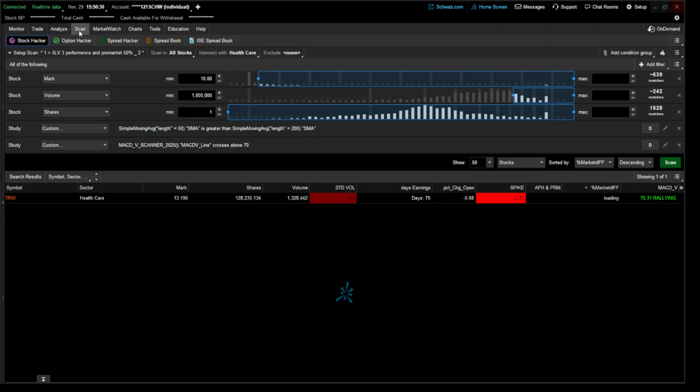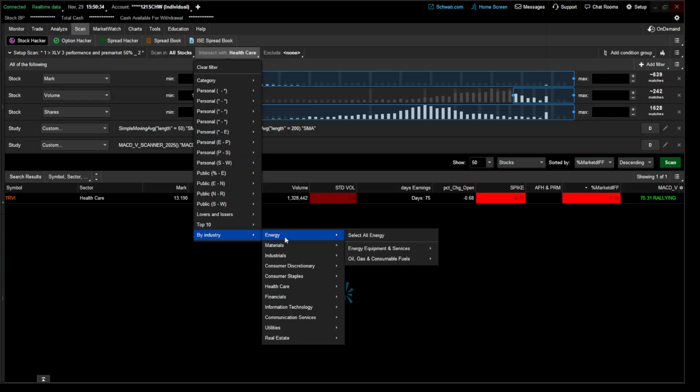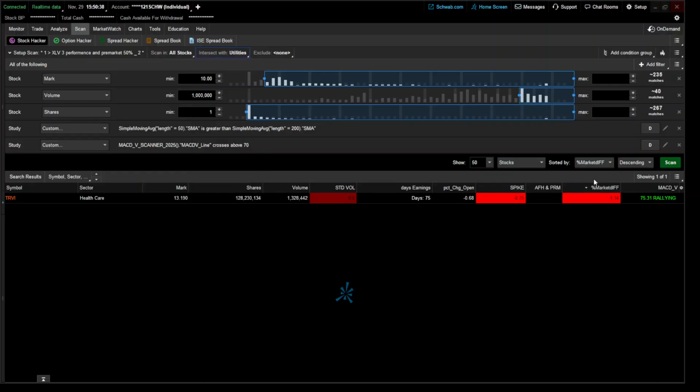So we want to use our scan. We can go to here, and we can go to utilities, and we're going to select all utilities, and we're going to sort them according to the market diff or its relative strength against the S&P 500. And we may want to. This one recently crossed above 70. So AEP.